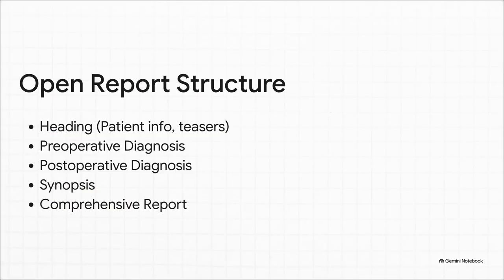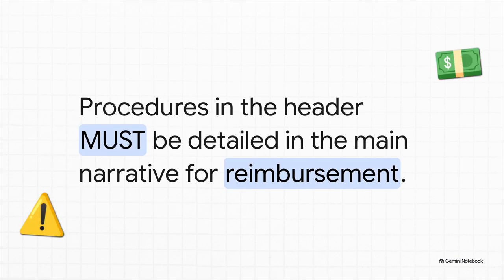When you're abstracting these complex open surgical reports, you're essentially playing detective. You have to navigate through distinct sections to find your proof. There's the heading, your pre- and postoperative diagnoses, a quick synopsis, and finally the comprehensive body of the report. That's where the actual evidence lives. So whatever you do, never code from the header or the synopsis. Think of them as just teasers.